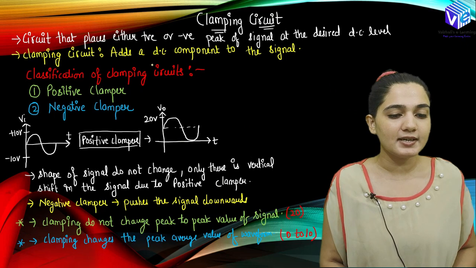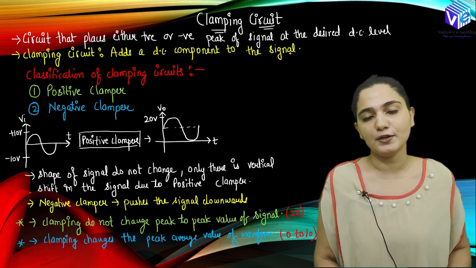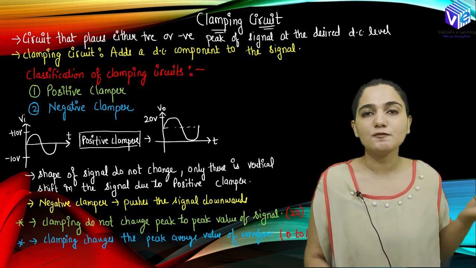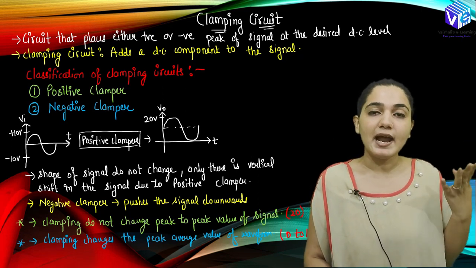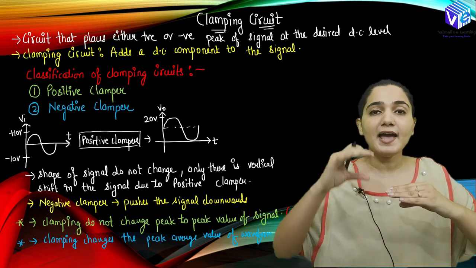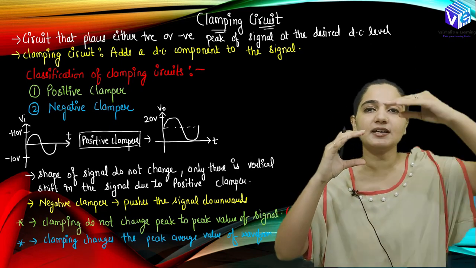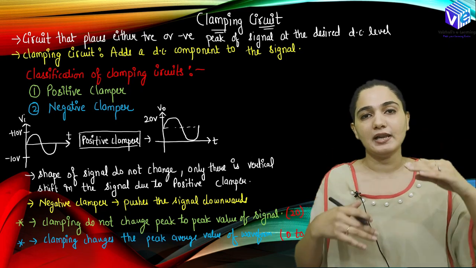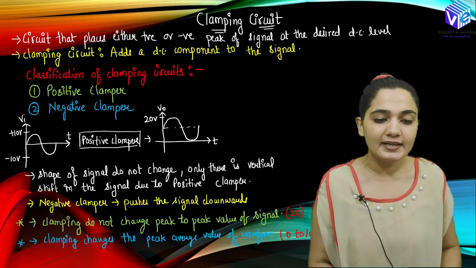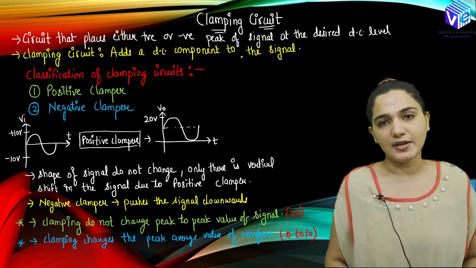So a clamping circuit adds a DC component to the signal. Initially, when I was discussing -5 to +5, I had the lesser DC component. Now if I add some DC component, this signal is going to be at an upper level, from 0 to 10, right? This is how, after adding a DC component, we get the clamping circuit.